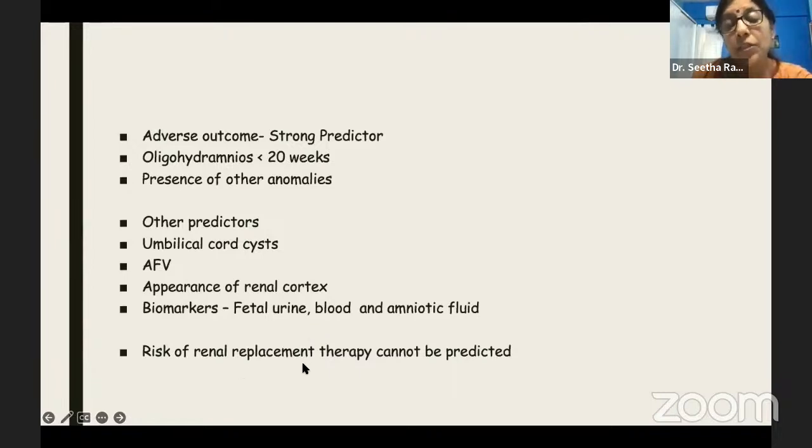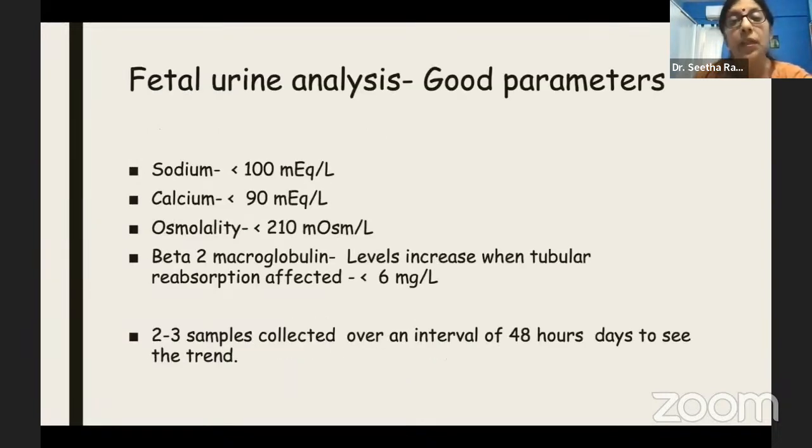But whatever it is, the risk of renal replacement therapy cannot be predicted. And that is something we have to explain to the patients: whatever we do, this is something which we cannot predict with accuracy.